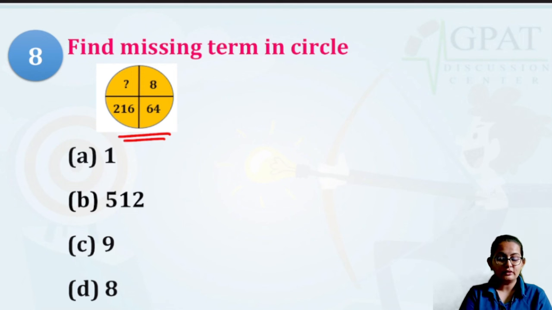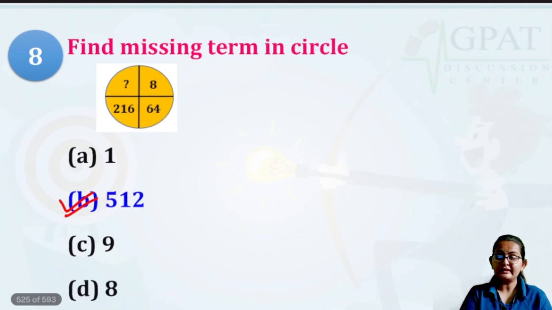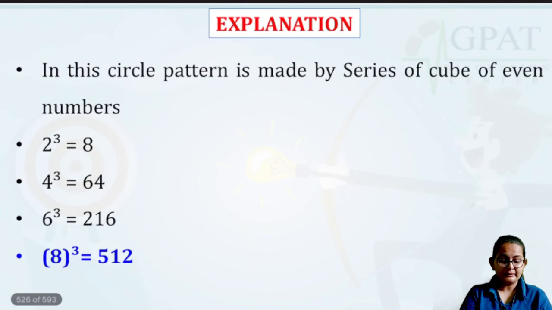So you can see 8 into 8 would be 64, then 64 into what kind of relation with 216, then what would 216 lead to? You have the options 1, 512, 9 and 8. The correct answer is 512 because there is a relationship of cube root.